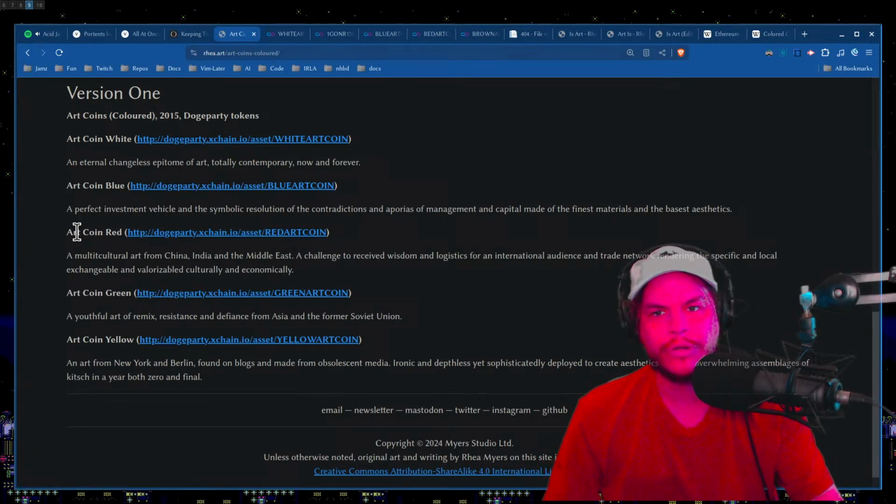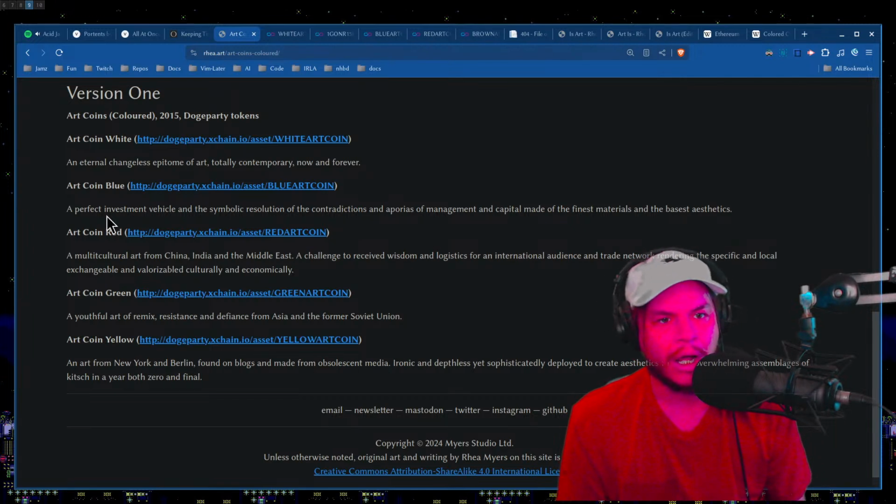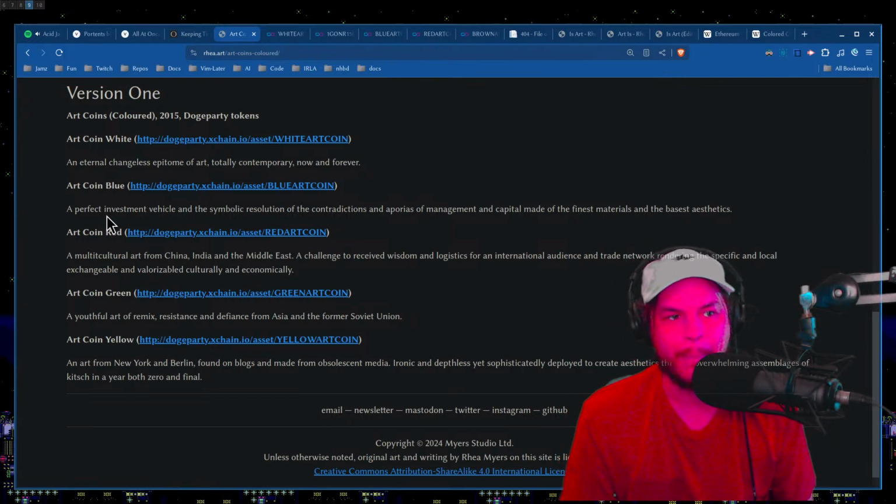This was done on Doge Party first. So we have Artcoin White. And same descriptions, it looks like. An eternal changeless epitome of art, totally contemporary, down forever. Blue, a perfect investment vehicle, and the symbolic resolution of the contradictions and aporias of management and capital, made of the finest materials and basest aesthetics.